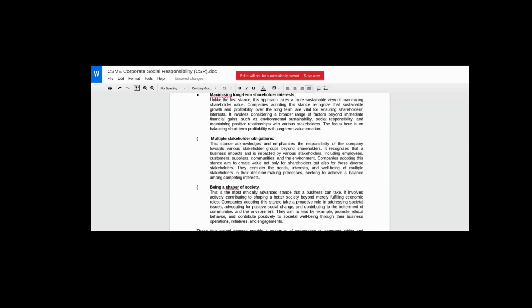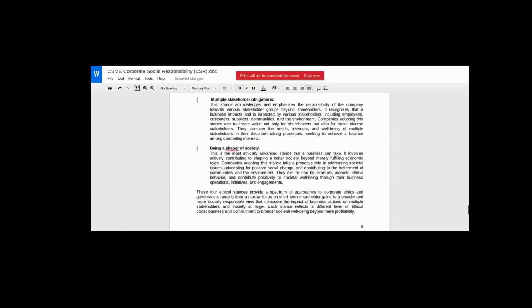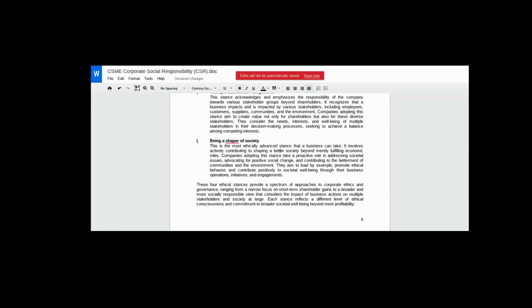The last one is being a shaper of society. Fantastic. The company must be a shaper, contributing to society's well-being and development. So those are the 4 ethical stands.